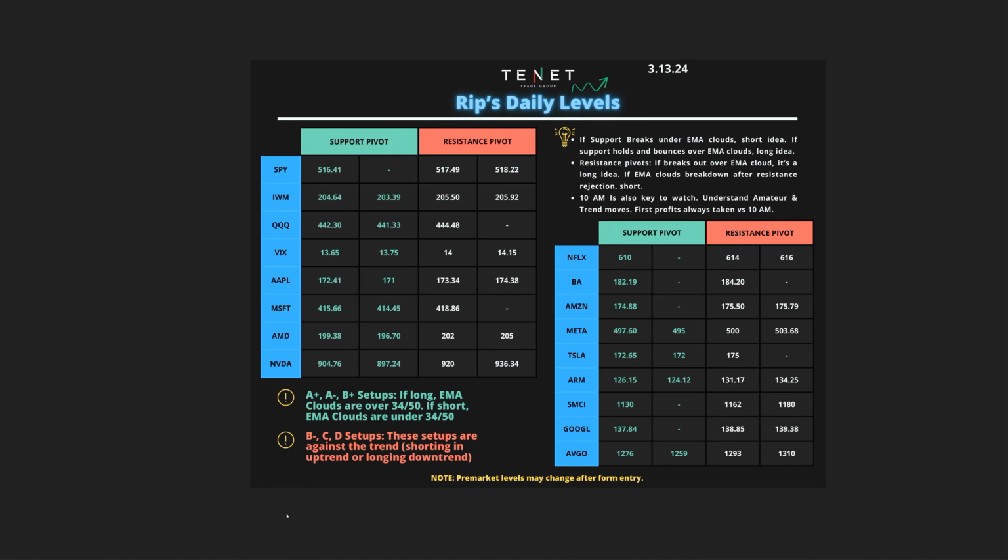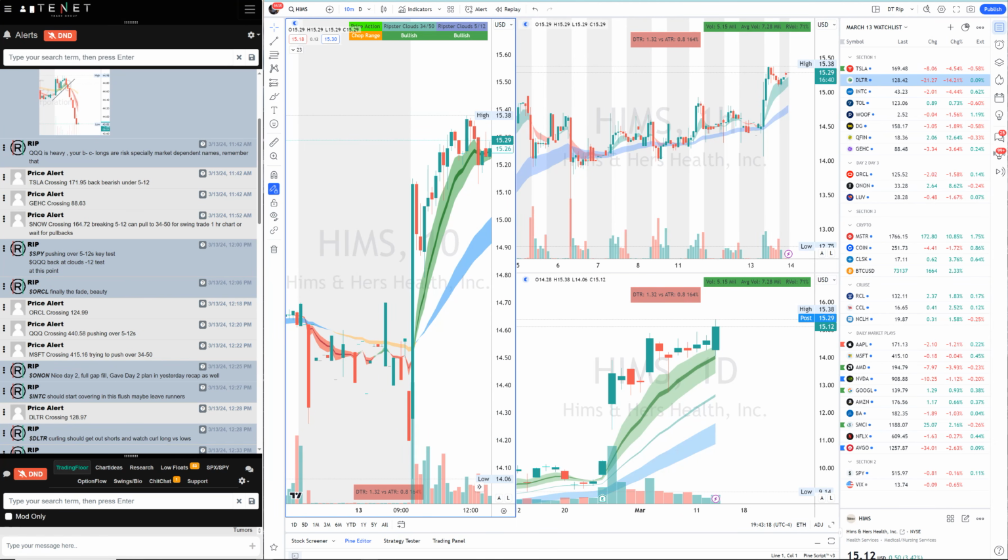Then we also have what we call our levels. These levels we create in the pre-market for the plays that are market dependent, like SPY, QQQ, IWM, Apple, Microsoft, and these plays, the big sevens that move the market. We play them every day, either through stock or options. These levels help the traders to trade them based upon a bullish or bearish pivot based upon these levels and the EMA Clouds System that I teach.